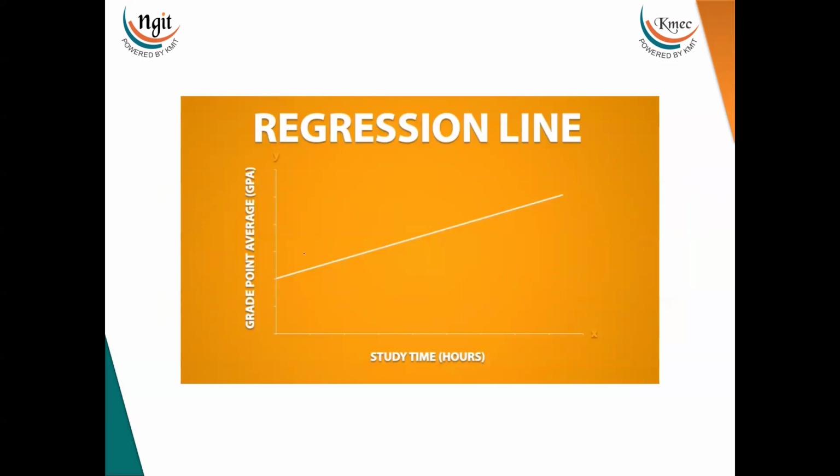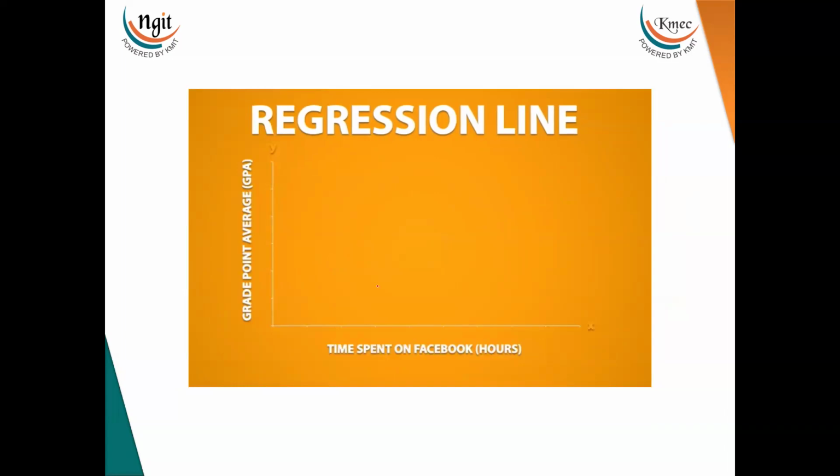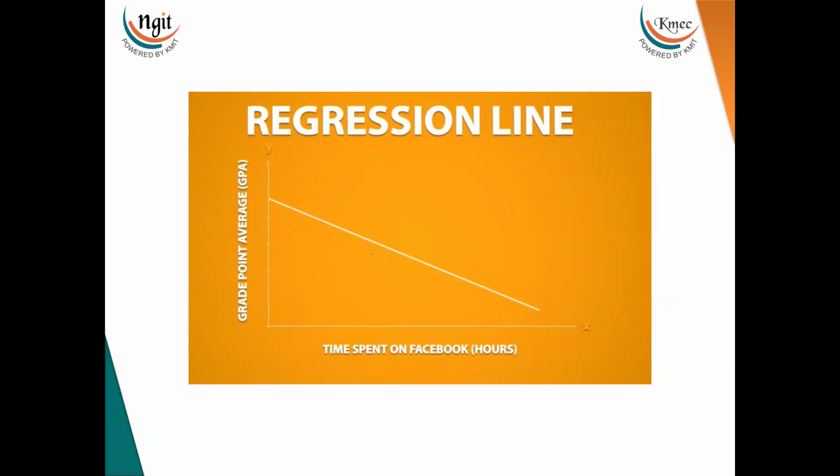Now, let us analyze one problem. Let us take some student data. The x-axis is study time in hours, and the y-axis is their GPA. Your GPA depends on how many hours you study per week. So, if you study well, obviously your GPA will increase. This is the representation, the best line of regression. If you are not studying and spend time on Facebook, then gradually your GPA will come down. This is the negative representation.